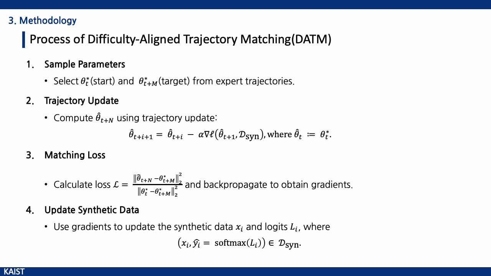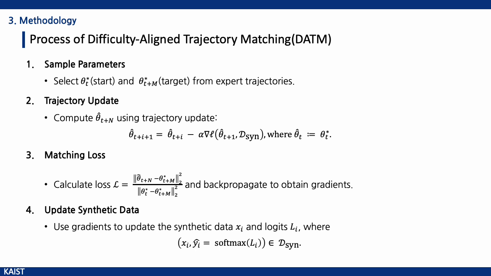using the trajectory update equation as follows. Afterward, the matching loss is calculated to evaluate how closely the trajectory aligns with the expert trajectory. The loss is defined as follows. This loss is then backpropagated to compute the gradients needed for optimization.